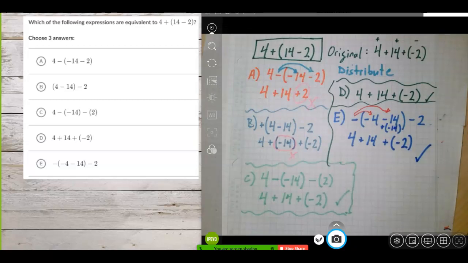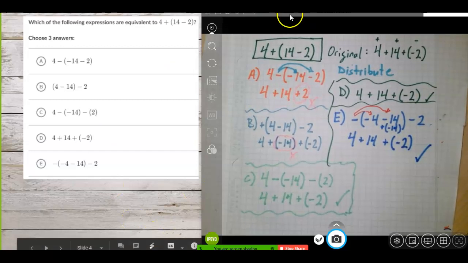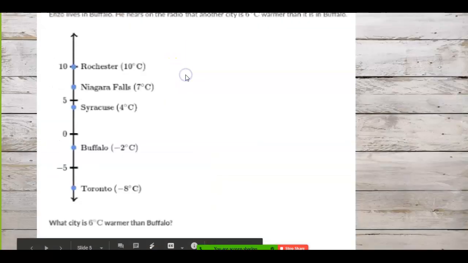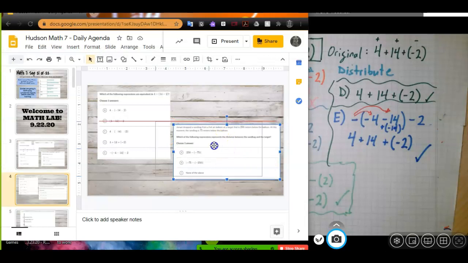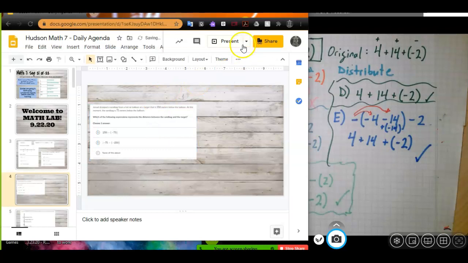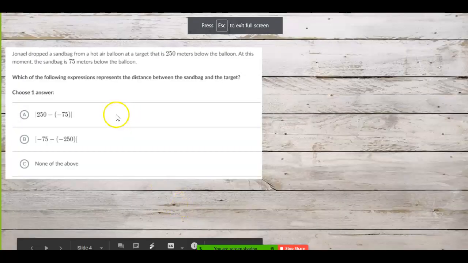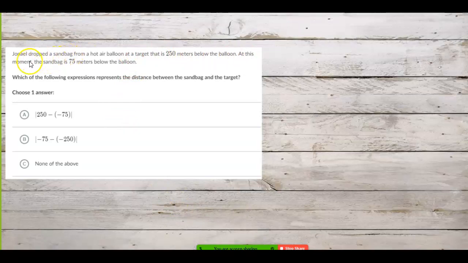Now really quickly, because I do have 5 minutes left, let's talk about the last problem that I had here. So Janelle dropped a sandbag from a hot air balloon at a target. I'm going to shift this to the side here so we can see it a bit easier. Let's full screen this again. That is 250 meters below the balloon. At the moment, the sandbag is 75 meters below the balloon. So which of the following expressions represents the distance between the sandbag and the target?